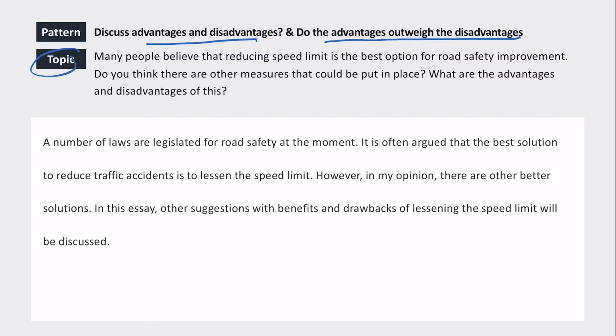Many people believe that reducing the speed limit is the best option for road safety improvement. Do you think there are other measures that could be put in place? What are the advantages and disadvantages of this? Okay, so it's about, should we reduce the speed limit?